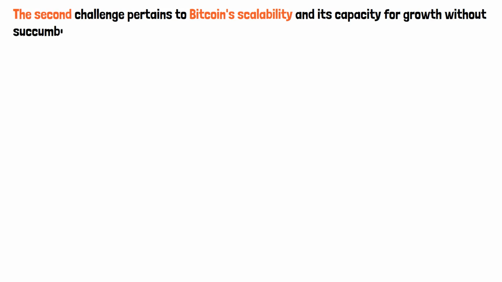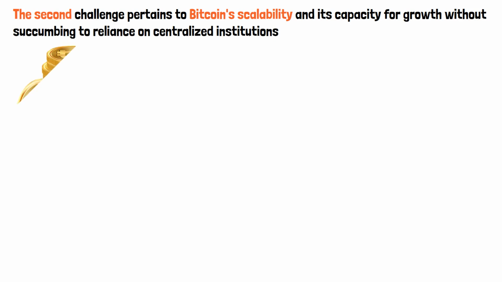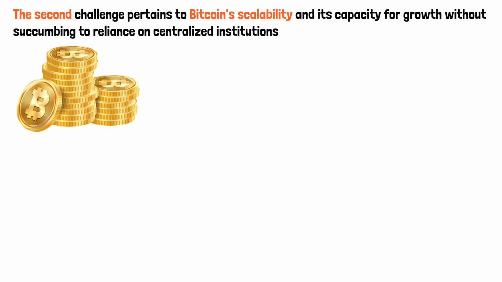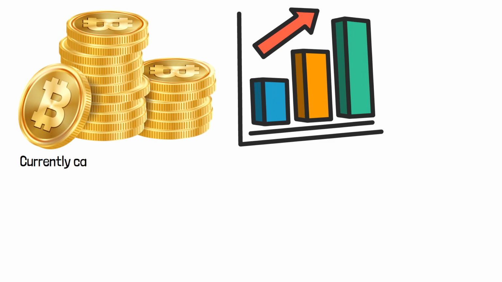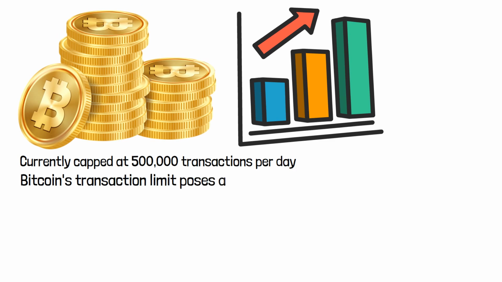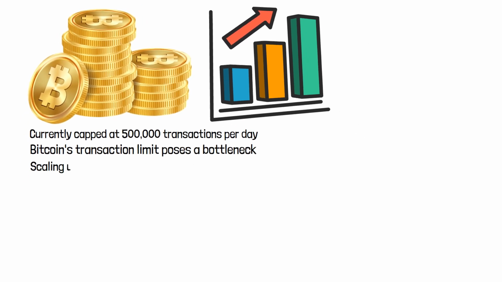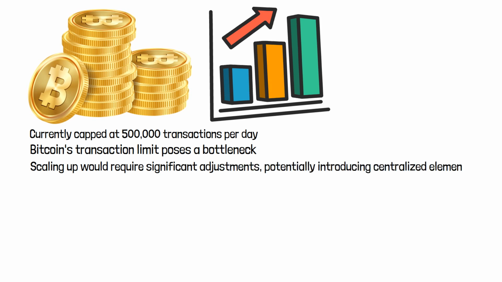The second challenge pertains to Bitcoin's scalability and its capacity for growth without succumbing to reliance on centralized institutions. Expansion is vital for Bitcoin's evolution into a new standard. However, as transaction volumes increase, scalability issues emerge. Currently capped at 500,000 transactions per day, Bitcoin's transaction limit poses a bottleneck. Scaling up would require significant adjustments, potentially introducing centralized elements contrary to Bitcoin's decentralized ethos.